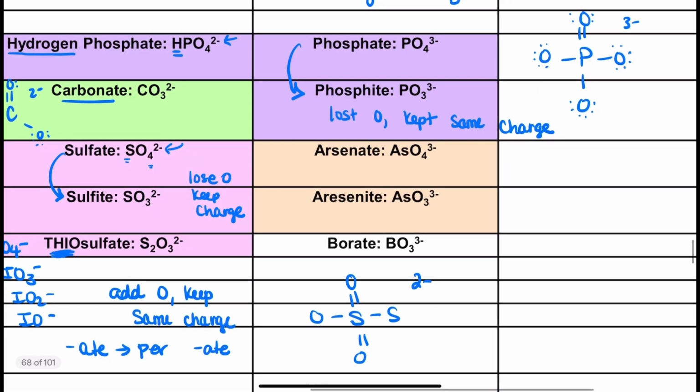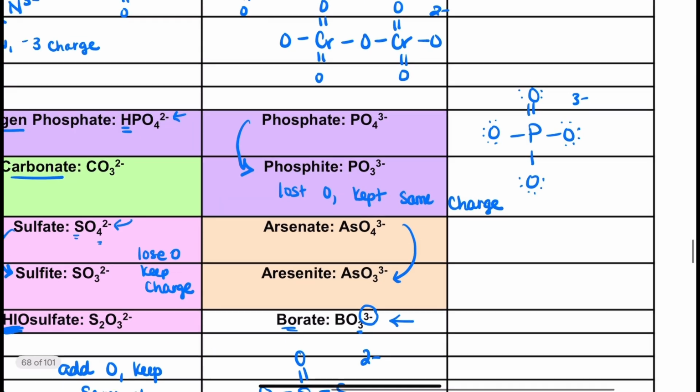We see arsenate and arsenite, same style as phosphate and phosphite. Arsenic is below phosphorus in the periodic table, so it shouldn't surprise us that it has a similar structure. So arsenate, AsO4 3 minus, versus arsenite, AsO3 3 minus. And then you've got borate here, BO3 3 minus. Similar style to the ites here. You just have to know that borate has just 3 oxygens and a 3 minus charge.